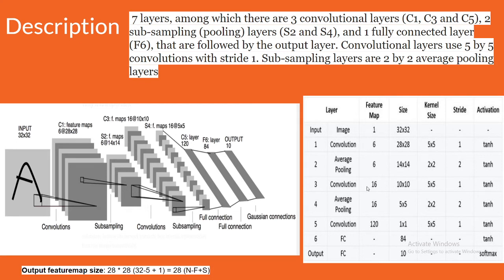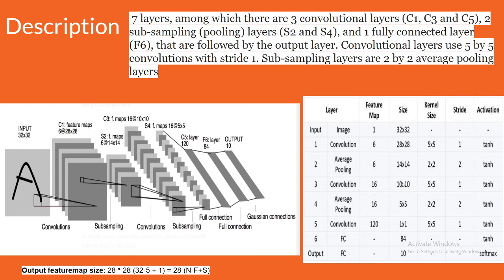Then we convolve using 5 cross 5 filters. Here we have used 16 filters of 5 cross 5, so the number has increased from 6 to 16. Sorry, not 10 cross 10 filters, 16 filters of 5 cross 5. After applying 16 5 cross 5 filters, we got 10 cross 10 into 16 feature maps or extracted features, right?